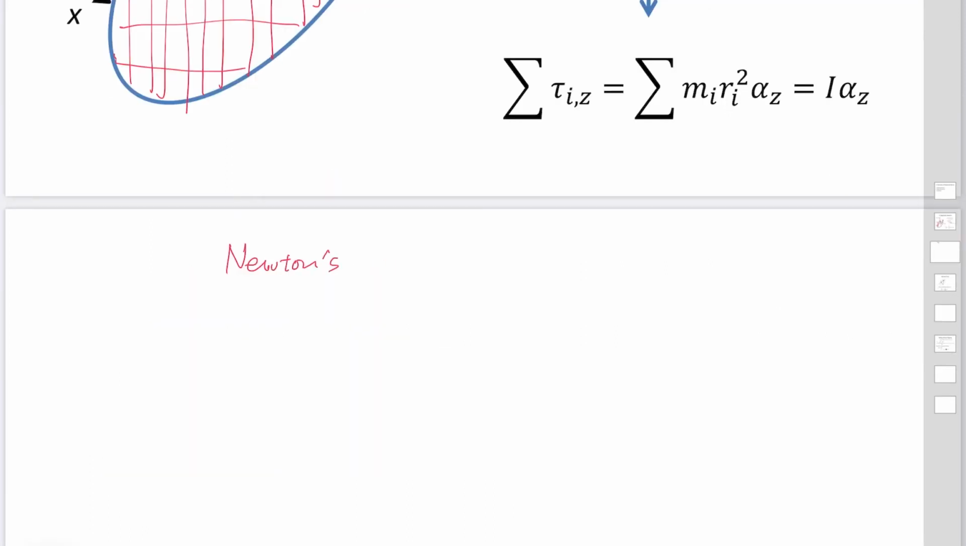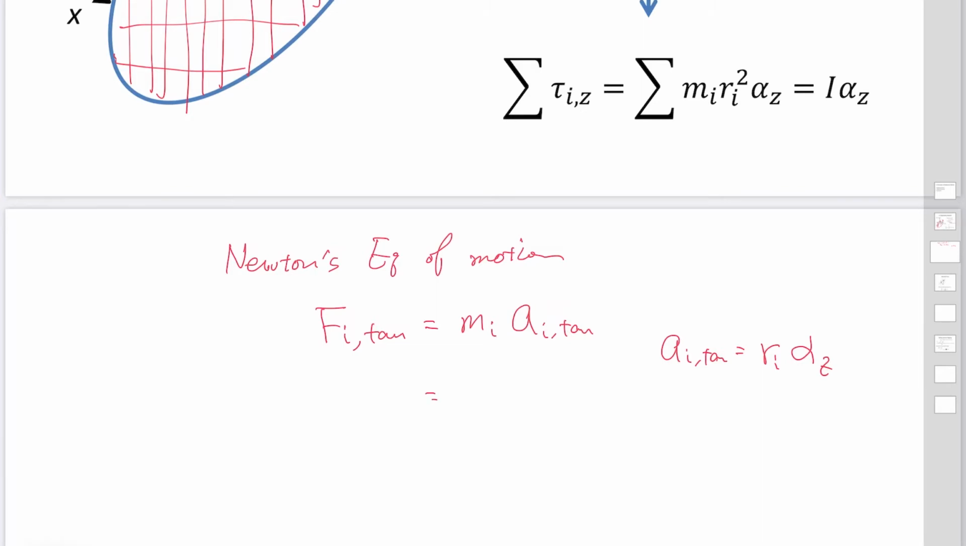Newton's equation of motion is expressed f sub i tangential component. We just write tangent equal m sub i a sub i tangential component, and the a sub i tangential component is expressed r sub i alpha z. Alpha z is the angular acceleration. Then substitute. Then this becomes m sub i r sub i alpha z.